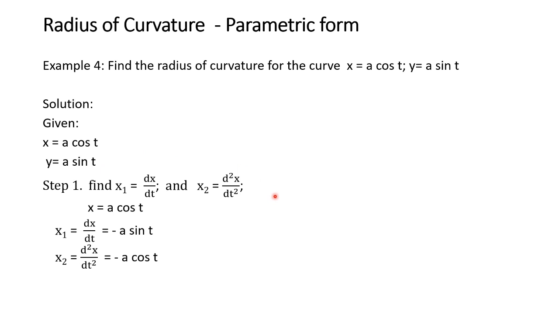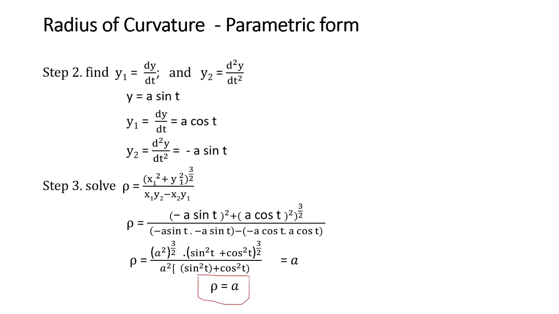Step 2. Find y1 and y2. y1 is equal to differentiating y, a sin t, is a cos t, and y2 is differentiating y1, a cos t, is minus a sin t. Step 3. Solve for rho. Plug in the values of x1, x2, y1 and y2 in this formula. We get this. Take this a square out as common, we get a square to the power 3 by 2. This 2 and this 2 get cancelled, we get a cube.